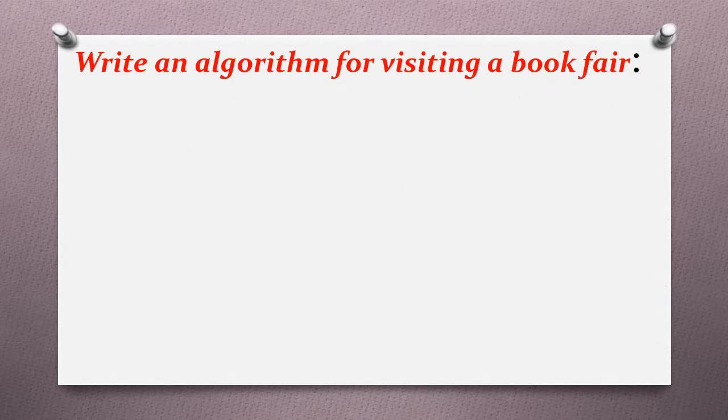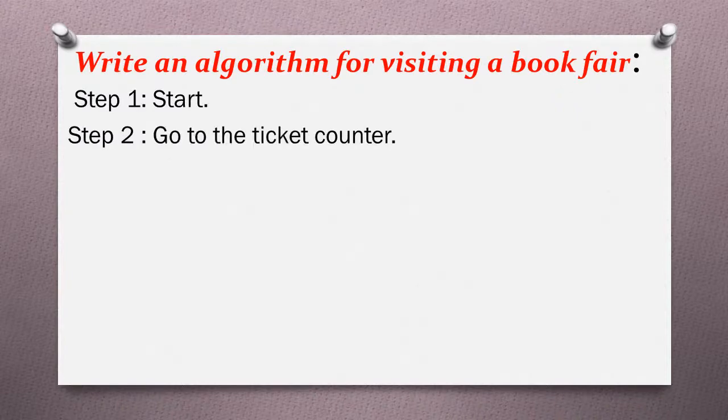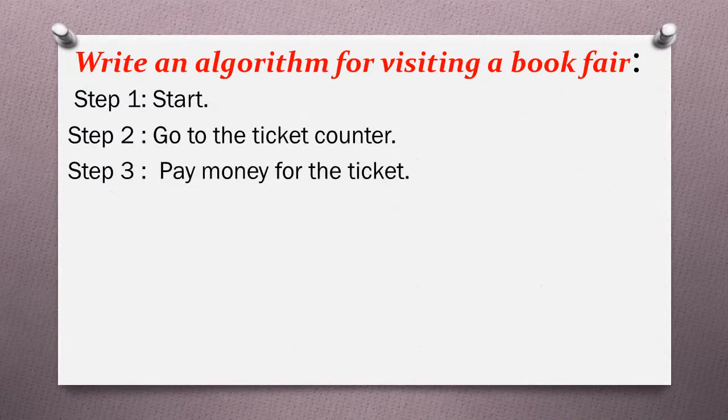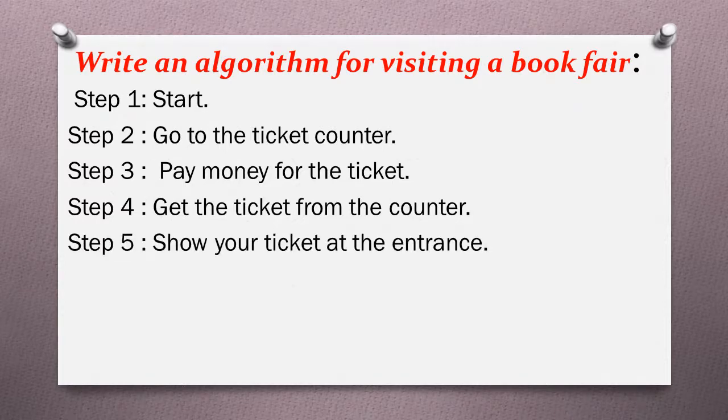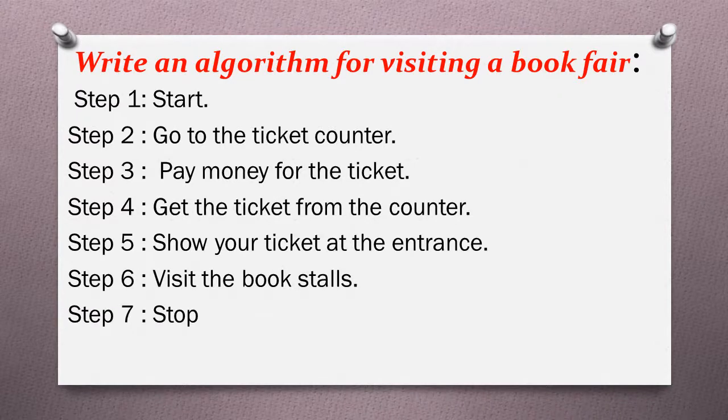Look at one more example. Write an algorithm for visiting a book fair. Step 1 start, step 2 go to the ticket counter, step 3 pay money for the ticket, step 4 get the ticket from the counter, step 5 show your ticket at the entrance, step 6 visit the bookstalls, step 7 stop. The instructions may change based on your wish, but the beginning should be start and the end should be stop.